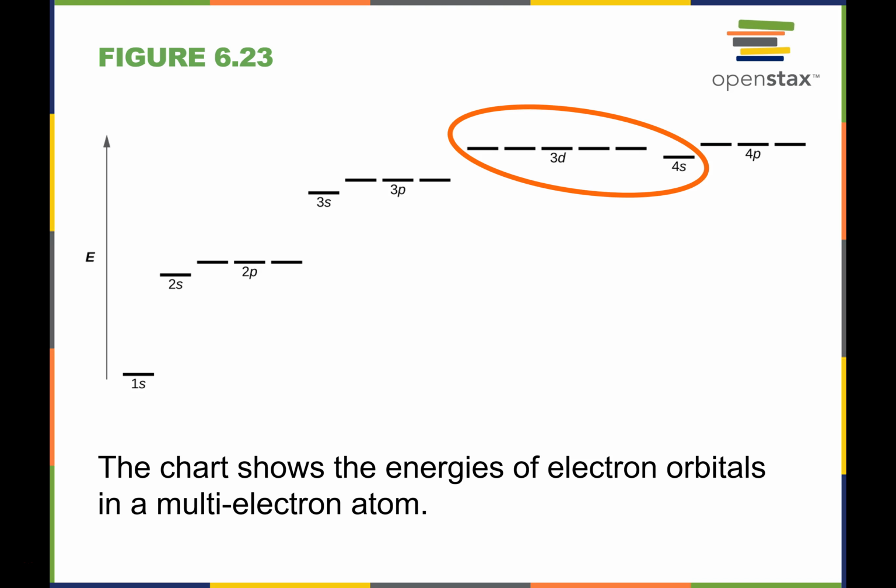So notice that if we go up to 3d, let's see, all right, yeah. Actually, you're going to see this with the arrow diagram, 4s is a lower energy than 3d. It is. They have the same n plus l value, but 4s is a lower energy.